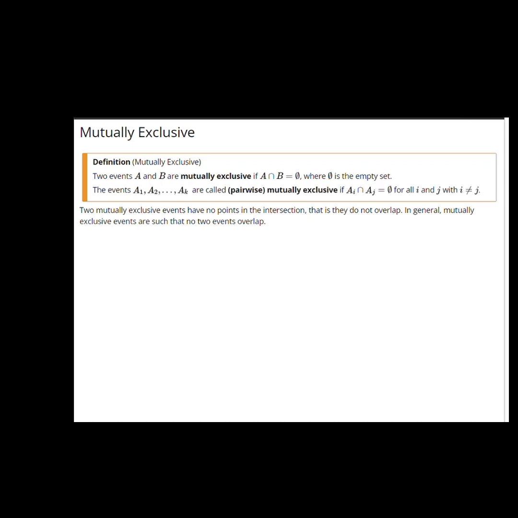Suppose I have K events, A1 up to AK. We'll again call them mutually exclusive if no pair, AI and AJ, have any points in common, if the intersection of AI and AJ is empty for all I and J, when I is not equal to J. In general, mutually exclusive events are such that no two events overlap. On the same trial of an experiment, it's impossible to have more than one of these events, A1 up to AK, occurring.